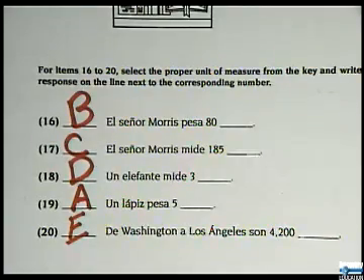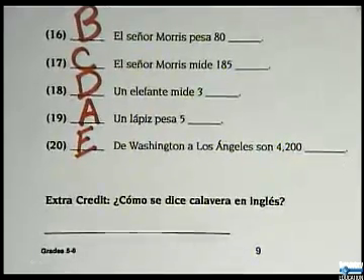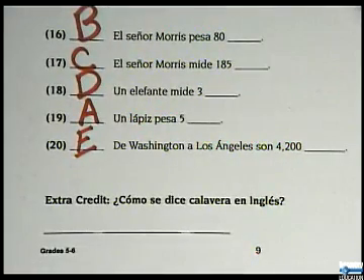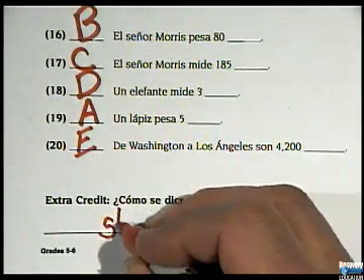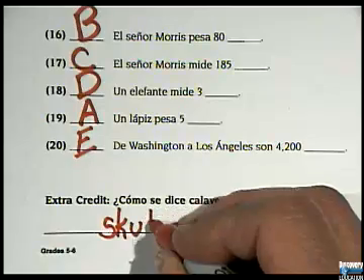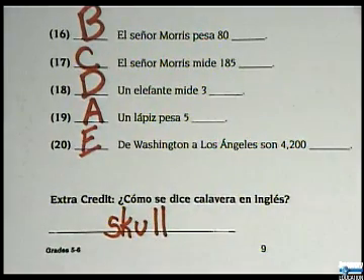And finally, down at the bottom, you have the extra credit. ¿Cómo se dice calavera in inglés? How do you say calavera in English? Well, this is from our lesson on Day of the Dead. And the calavera is a skull. So there you go. Calavera is a skull. And if you get skull or some variation of that your teacher is willing to give you extra credit for, go for it.